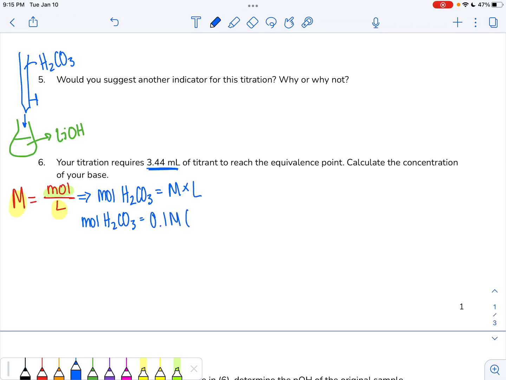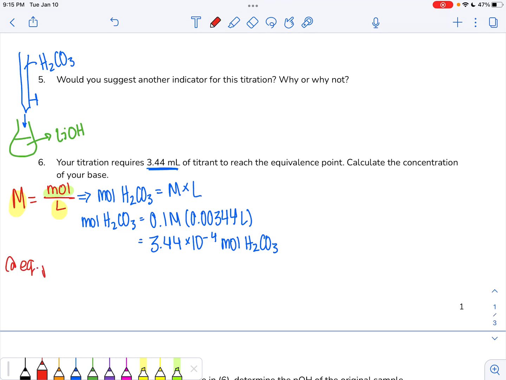How much did we add in? Well, we added in 3.44 milliliters, so let's convert that to liters: 0.00344. All right, so when we plug this into our calculator, 0.00344 times 0.1 gets us to 3.44 times 10 to the negative 4th moles of carbonic acid, H2CO3. So at the equivalence point, what do we know to be true?